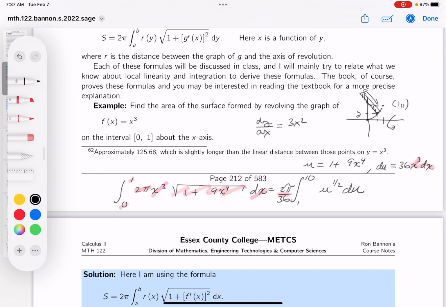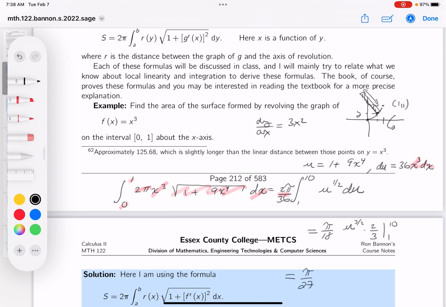We're going to get, well, I'm going to simplify that constant, which can be pi over 18. The antiderivative, I'm going to increase the power by 1. That's going to be 3/2. I'm going to divide by 3/2, same thing as multiplying by 2/3. And that's going to be from 1 to 10. Let's see what you get over there, and kind of simplify it. 2 goes in 18 9 times, so pi over 27.